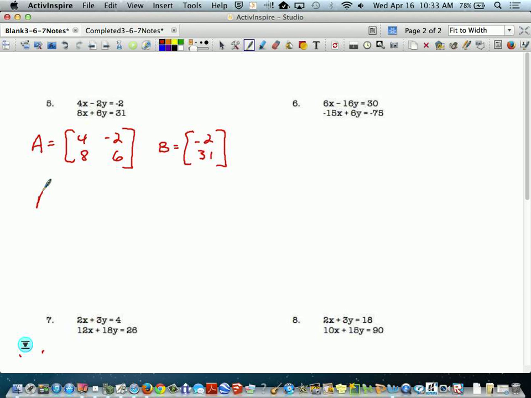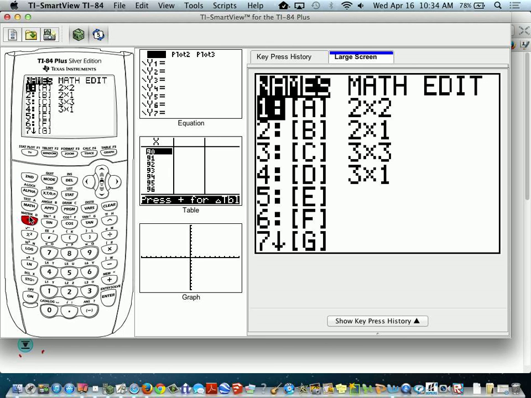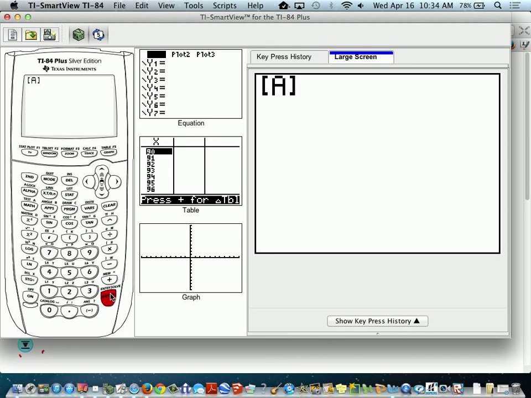What you're going to do is tell the calculator to do the inverse of matrix A times matrix B, and it will spit out your answer for you. So we're going to go back to matrix. I have to grab matrix A. So you hit enter on matrix A, and it puts that matrix on the calculator screen. Hit your x to the -1, the inverse button.